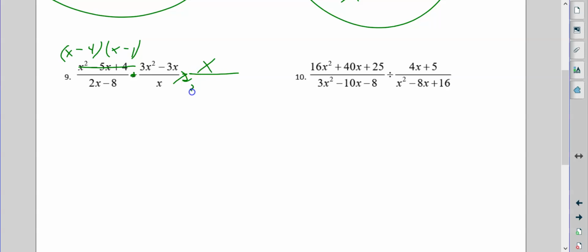I can take out a 3x. That's going to give me, oh, look familiar? X minus 1. Over here, I'm going to take the 2 out and get x minus 4. Oh, that looks familiar too. That's all gone.